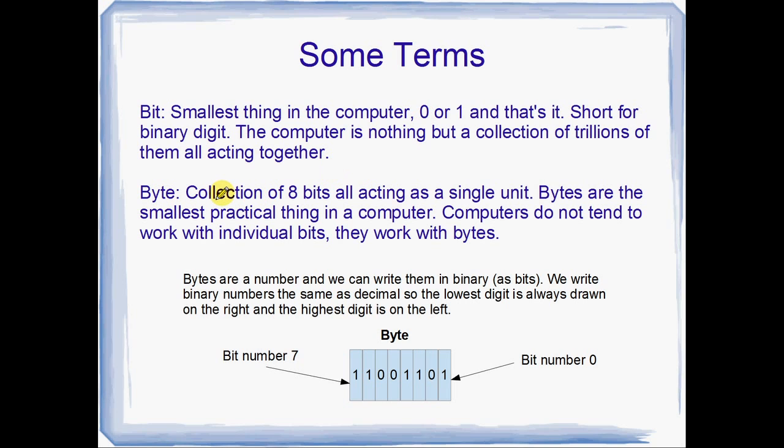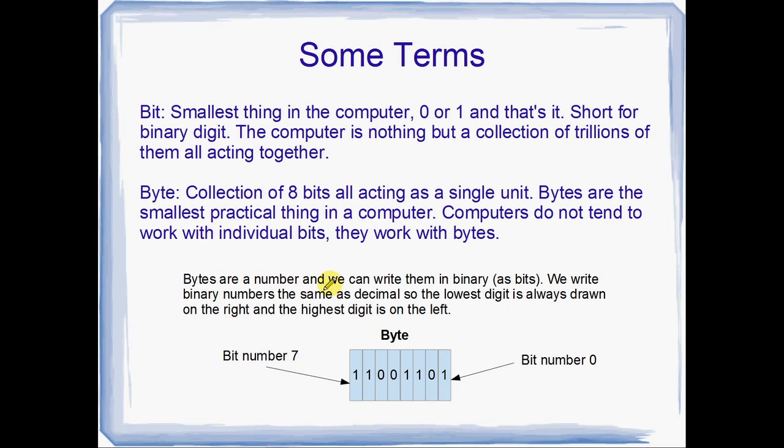Okay, so the byte is another term. This is a collection of 8 bits all acting as a single unit. The byte is the smallest practical thing in a computer, so a computer can't actually access a single bit easily. Usually it works on bytes, but the byte is made up of 8 little bits altogether.